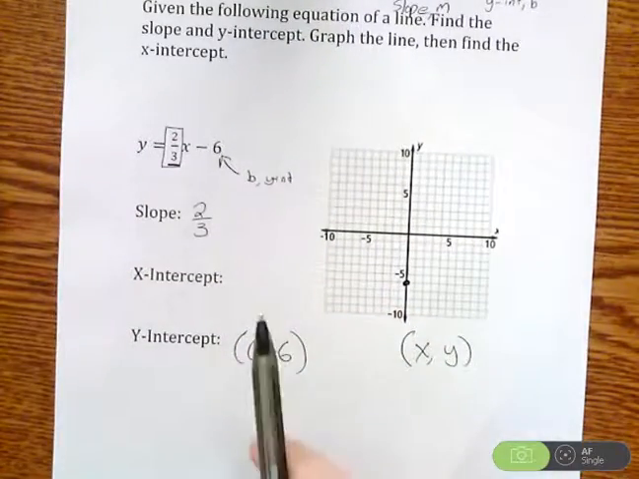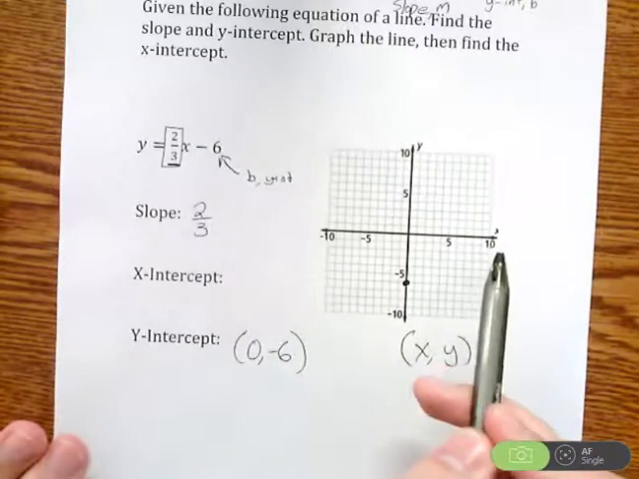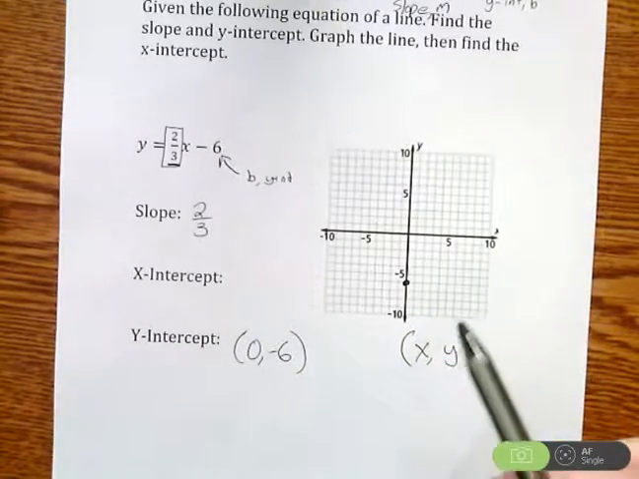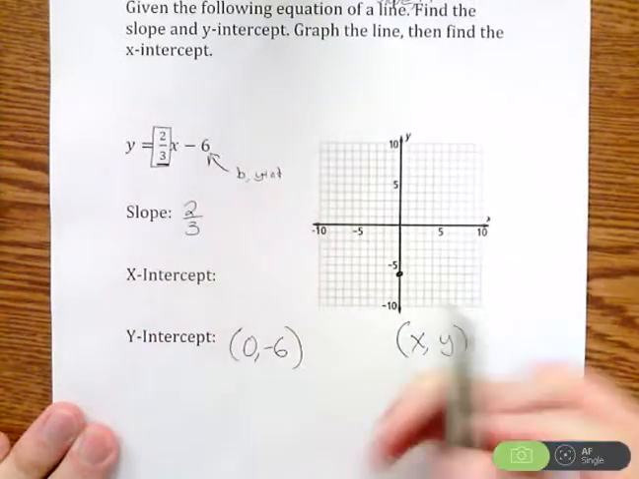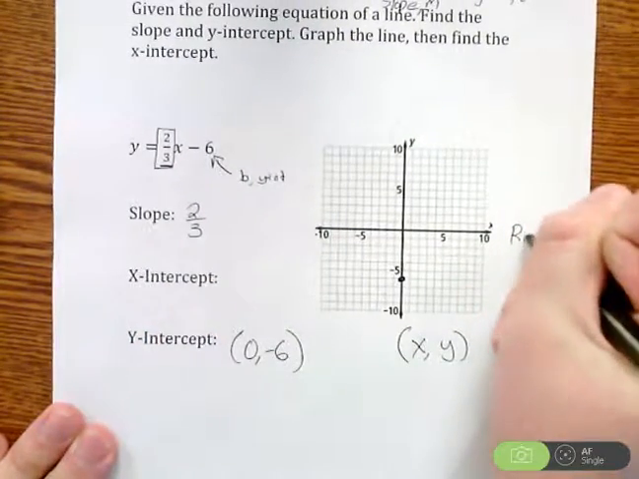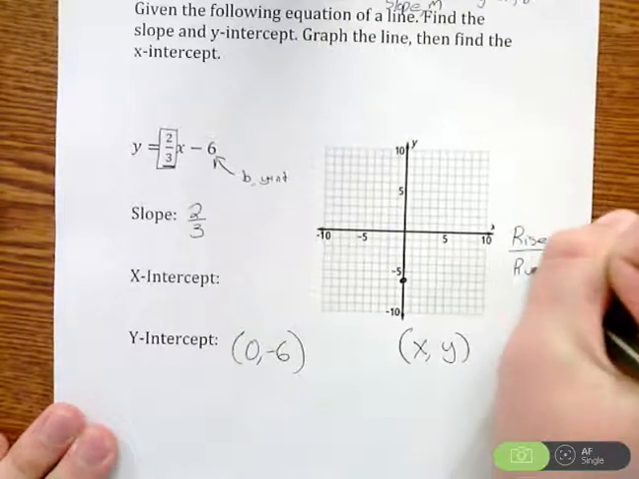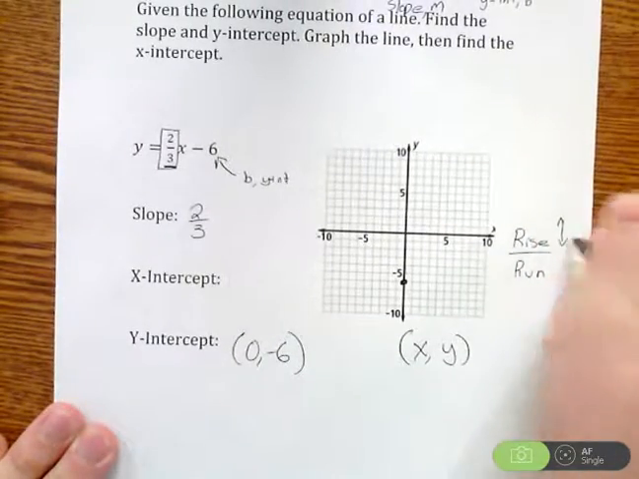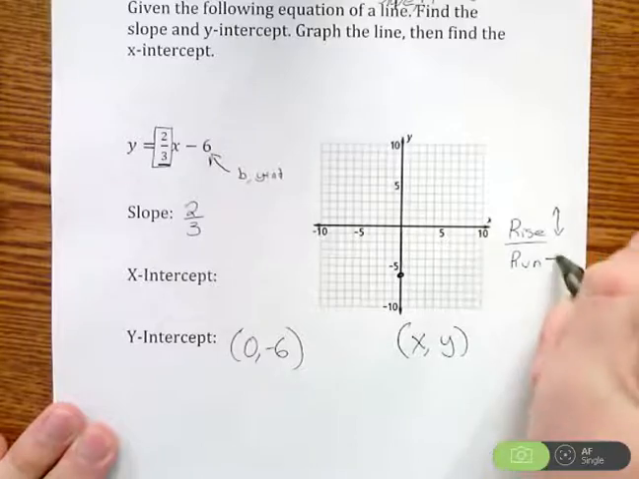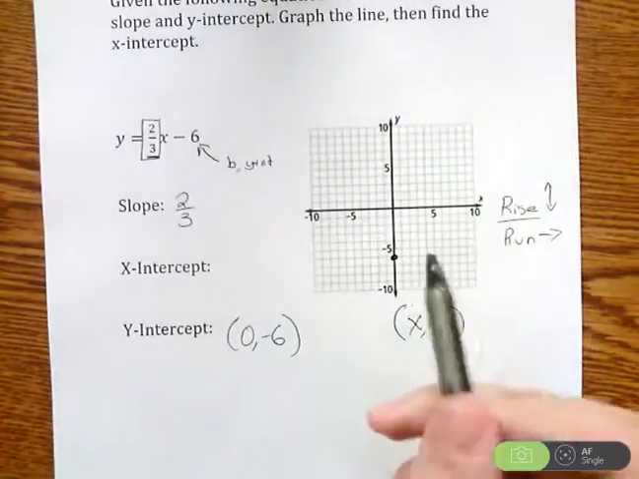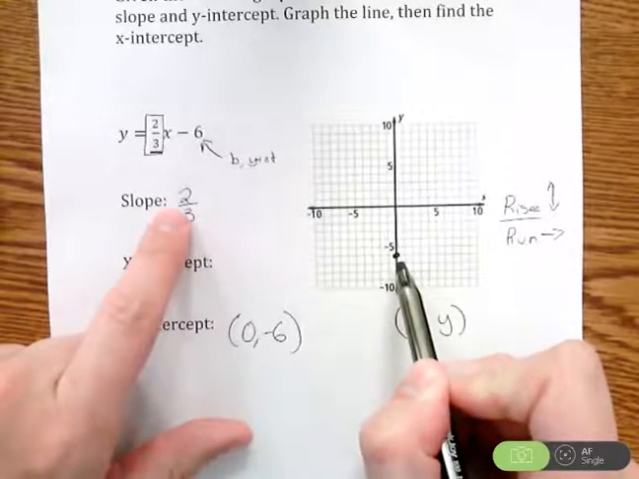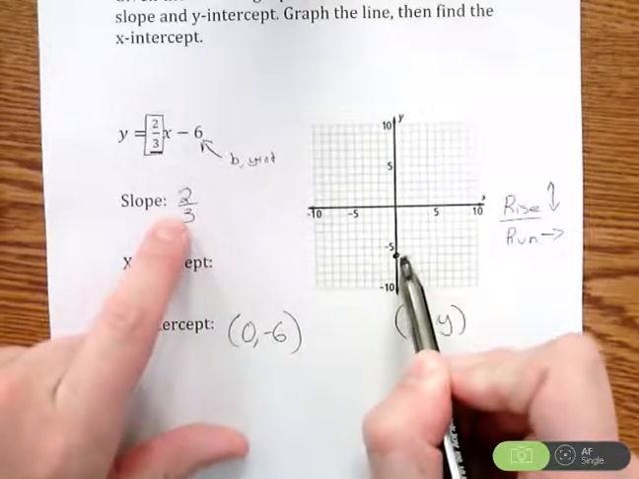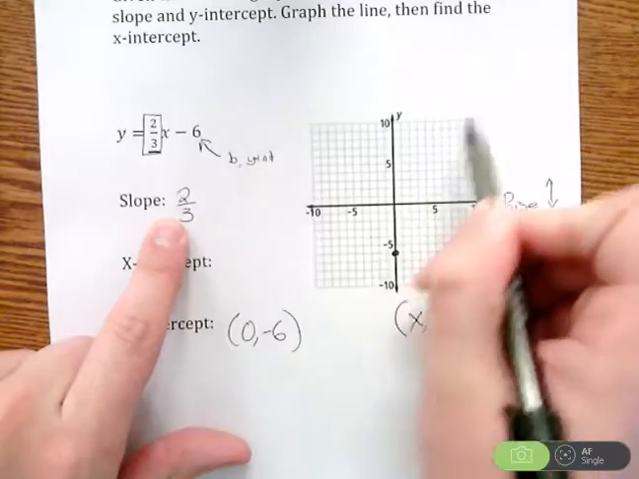Before I can get the x-intercept, I don't really know where I'm crossing yet. I need to draw my line to see where we're crossing. So I'm going to use this slope here. Remember, the slope is rise over run. It determines how many we go either up or down, and then how many we go to the right. I'm going to start at our point (0, -6). It's positive, so I should be going up.